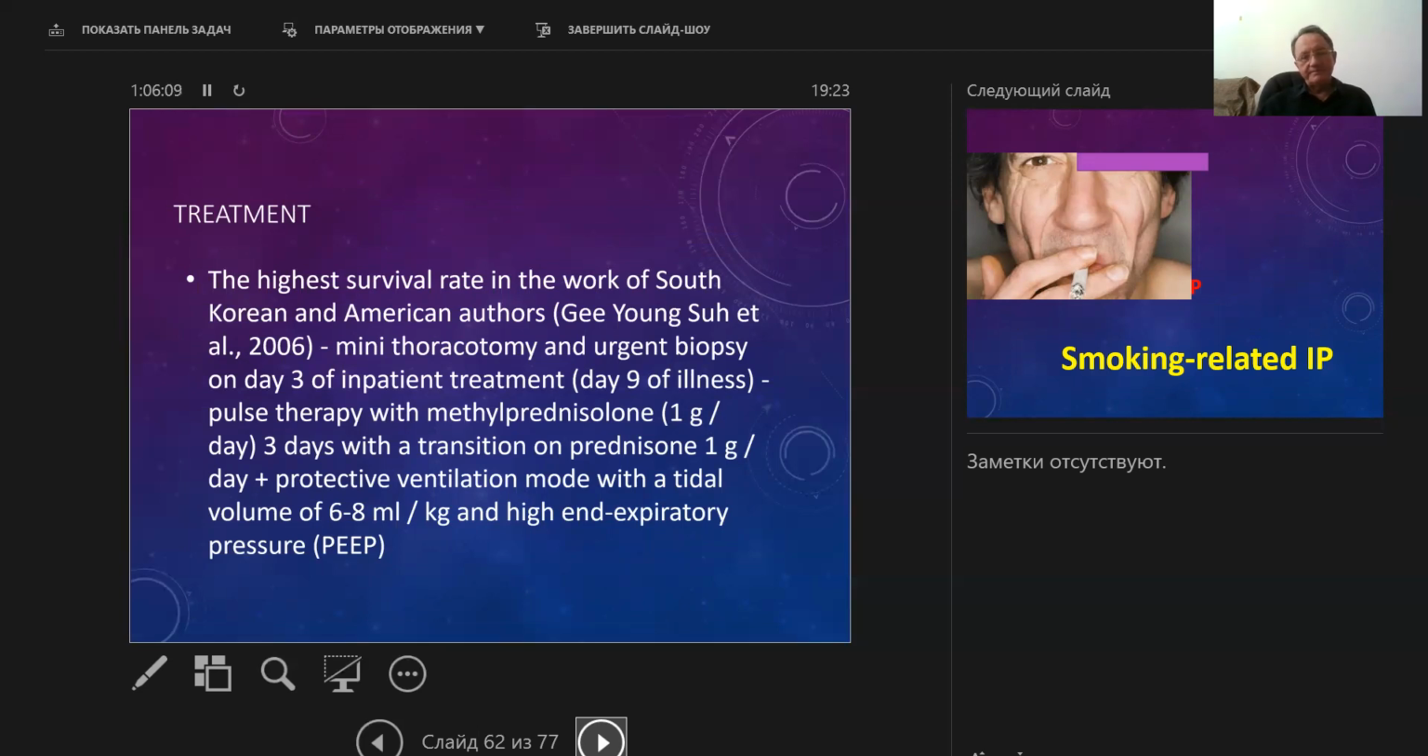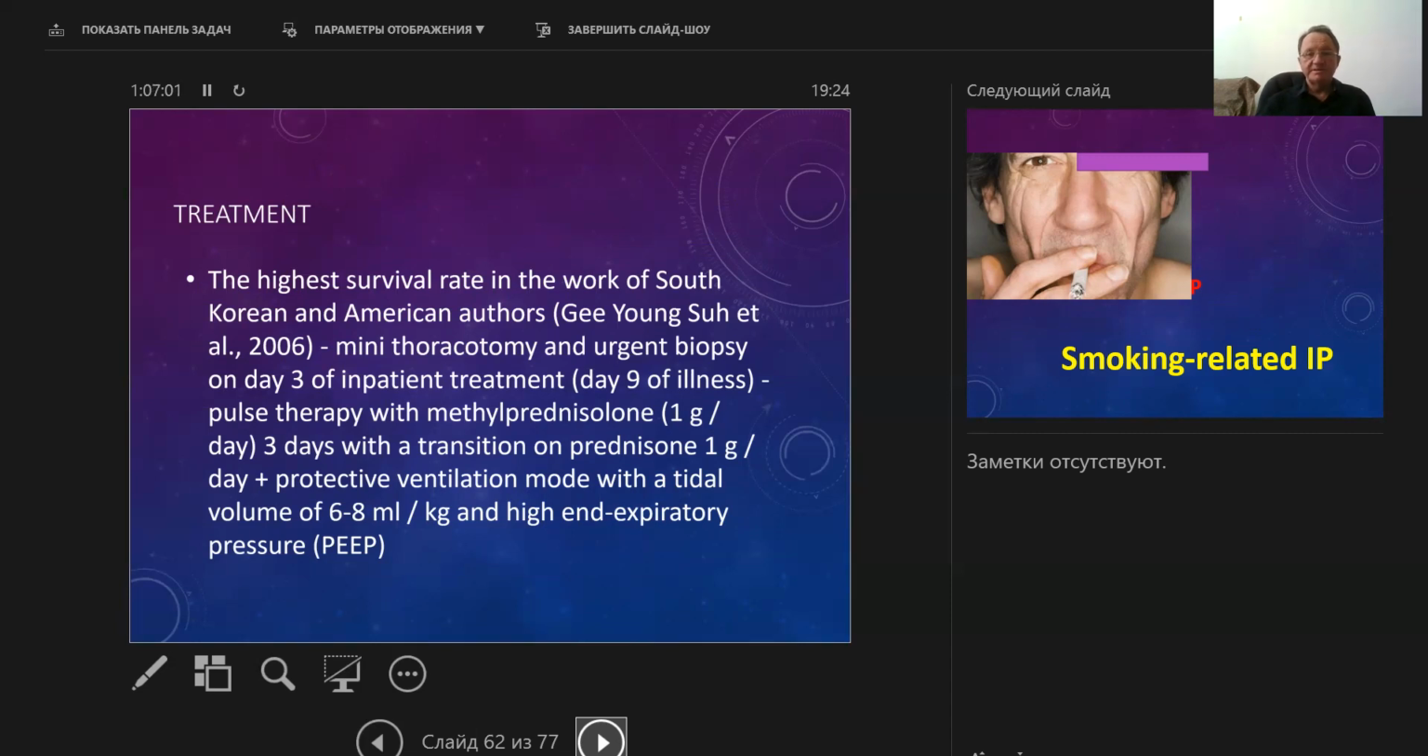By the treatment, according to the experience of a South Korean physician and an American author, after mini thoracotomy and urgent biopsy, the patient was treated by pulse therapy of methylprednisolone, 1 gram per day for 3 days, then prednisolone, plus protective non-invasive ventilation with low tidal volume, 6-8 milliliters per kg, and high end-expiratory pressure.